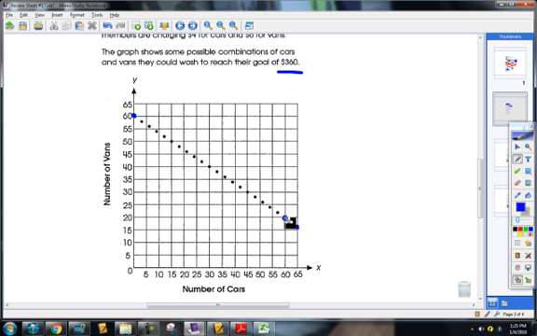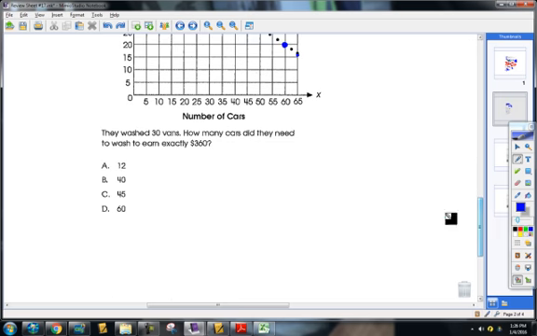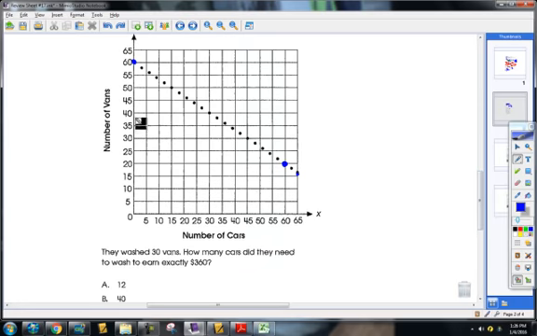I could go here and say, okay, this means that if they do 60 cars, they have to do at least 20 vans. And if they do those 2 amounts, they'll reach their goal of 360. Okay, so that's all this question's saying. It's very easy, actually. Down here, we know how many vans they washed. So if they washed 30 vans, we just follow this over and then figure out how many cars it is. Basically, it just gave you the answer.